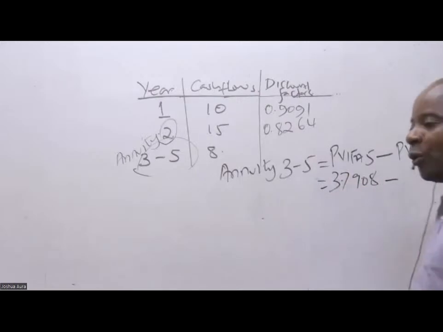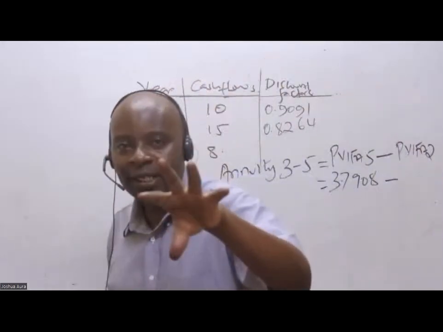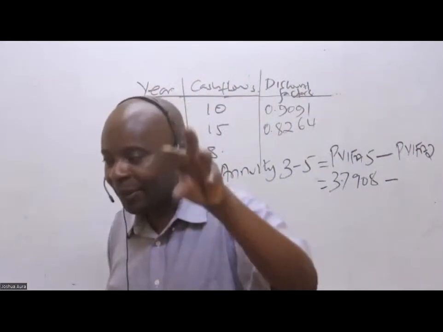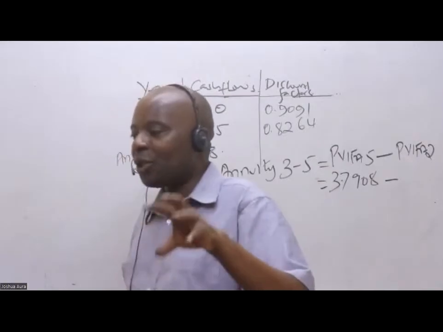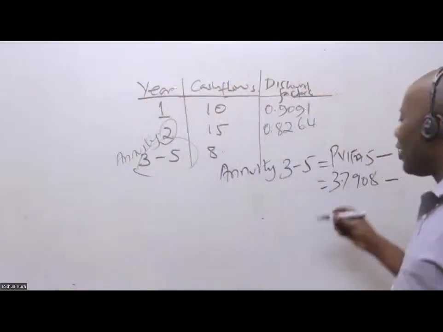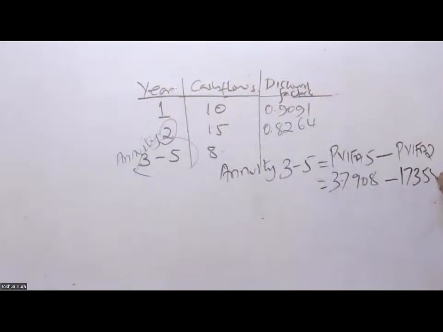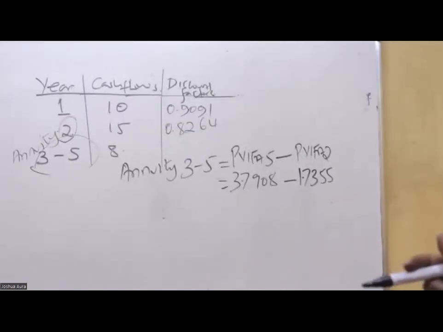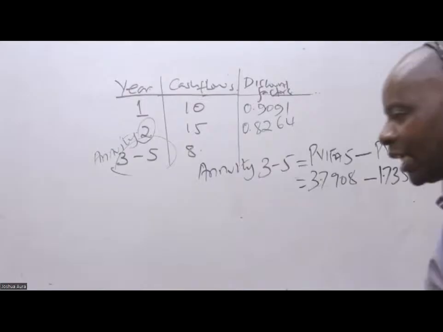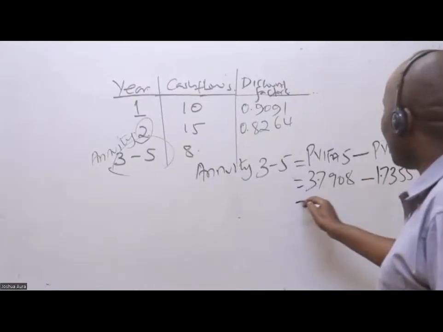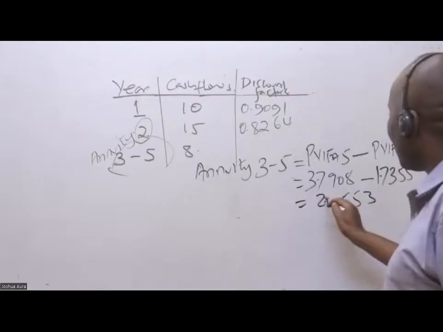Minus PV 2, where 10% is the cost of capital, 2 years. Lawrence Saka, a new student, gives me 1.7355. Could you kindly then subtract? Tell us what we are getting there as the annuity from year 3 to year 5. They're telling me here it is 2.5553.